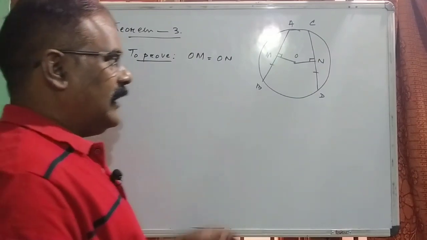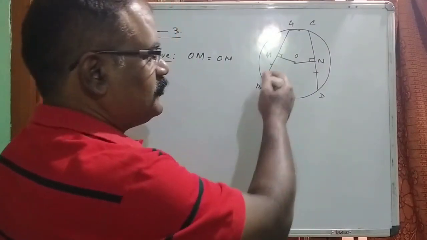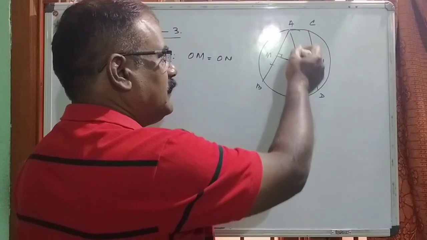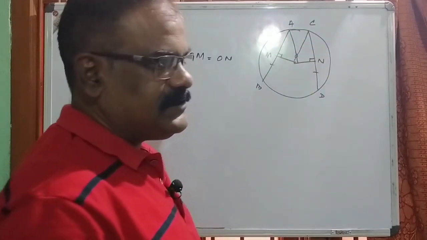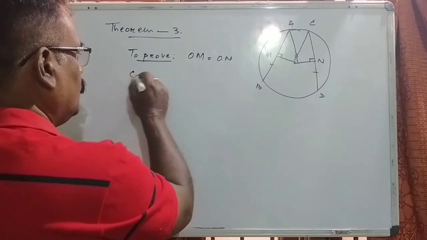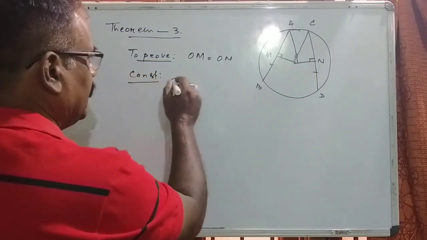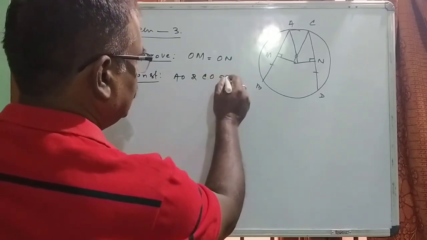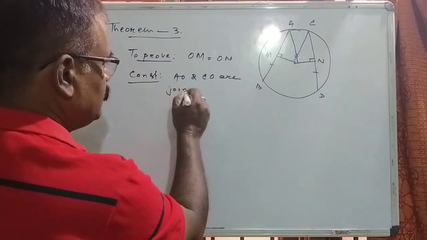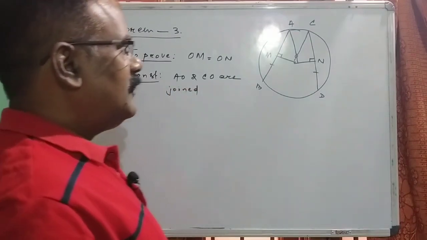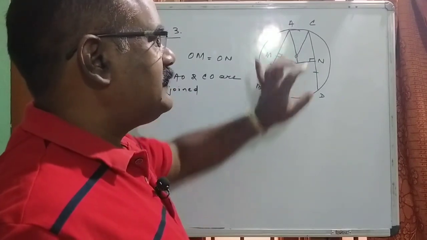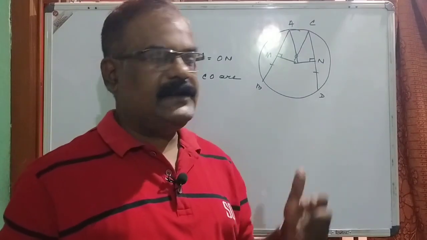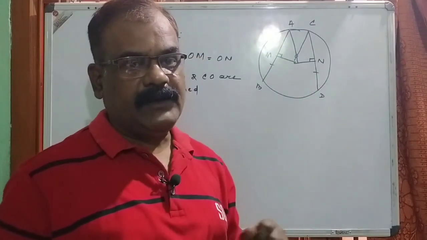Now, how do we prove this? Similarly, here also we can go for a construction. According to the construction, we join AO and CO. This is the construction. So what will happen? We have got two triangles now. If we prove that these two triangles are congruent, then we can say that the two sides OM and ON are equal.